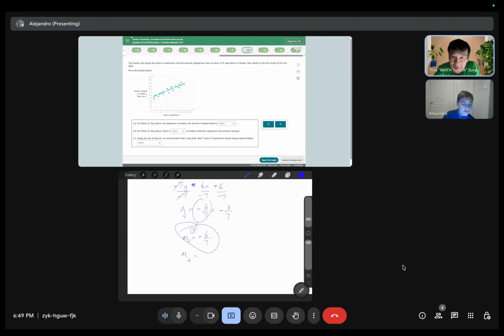For A, let's see. For 21 dog sitter, as experience increases, the amount charged tends to increase, right? It's going up. Do you agree? Yeah. Okay, positive correlation. I thought you put all of that nicely. I'm pretty sure. And then this one, maybe it might be the C one. You want to look at? You can zoom in. I'll help you.